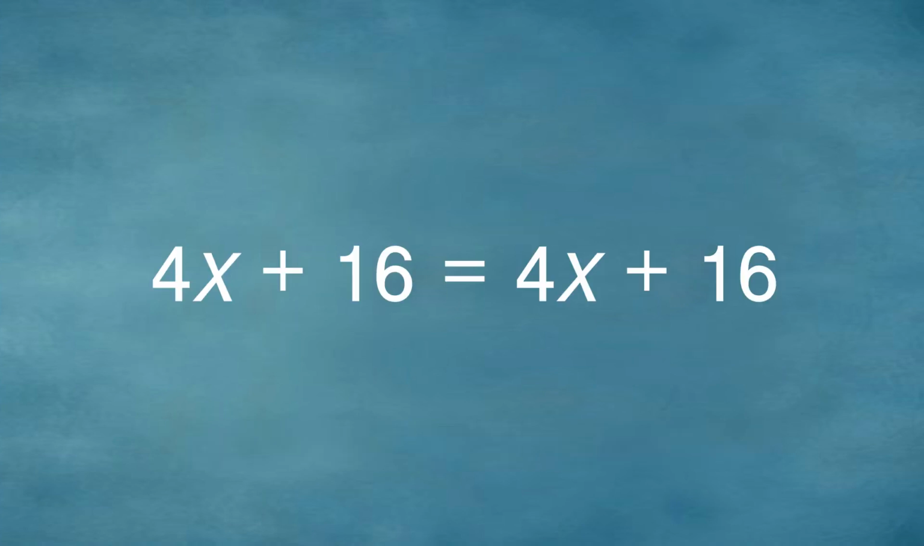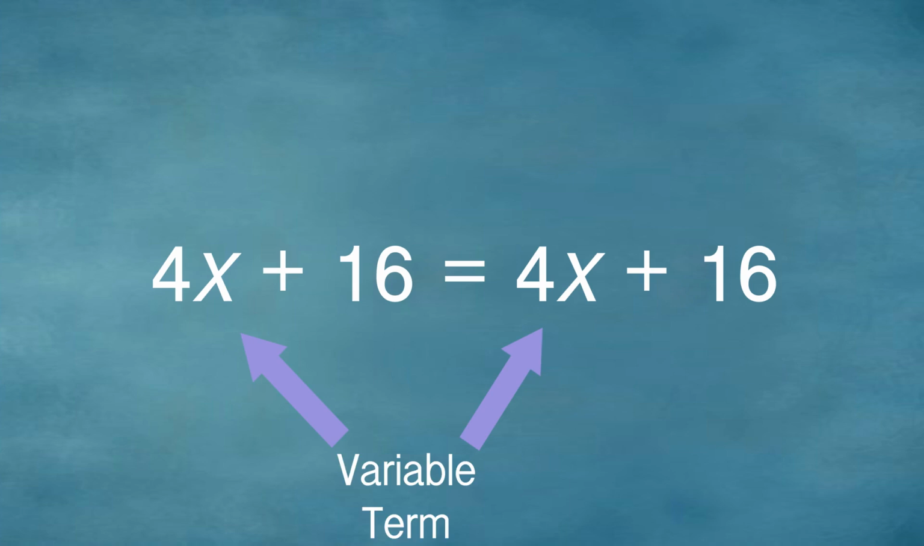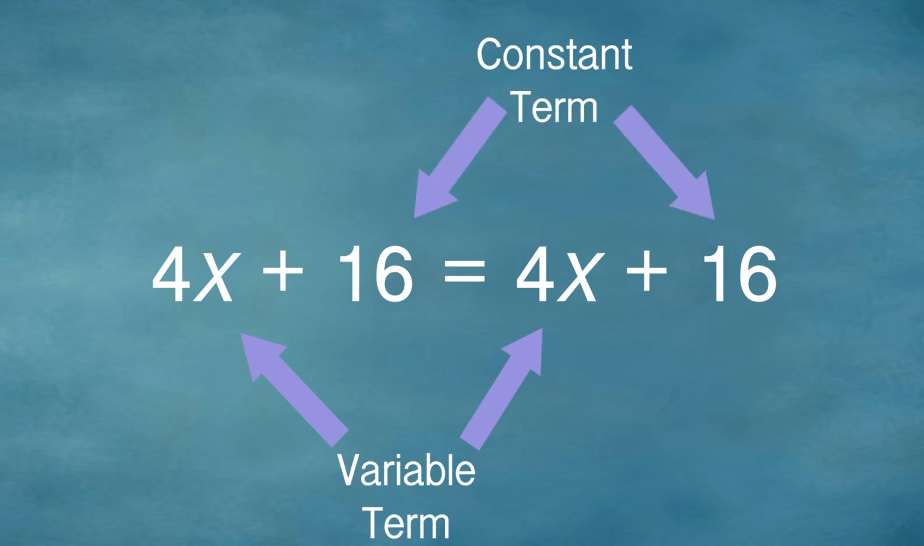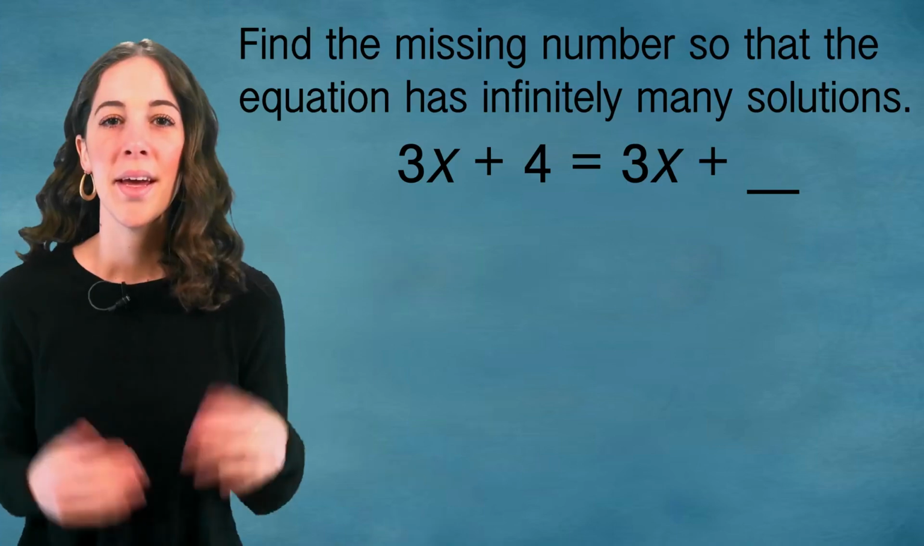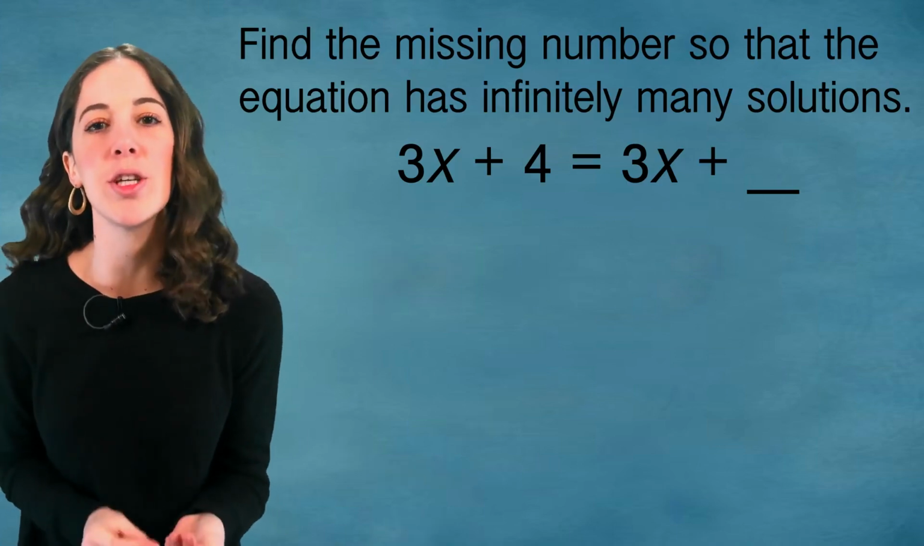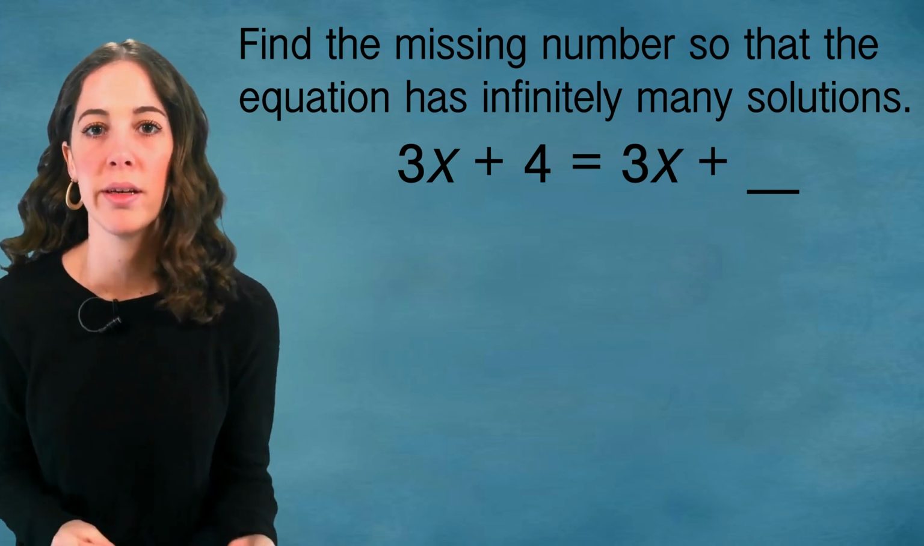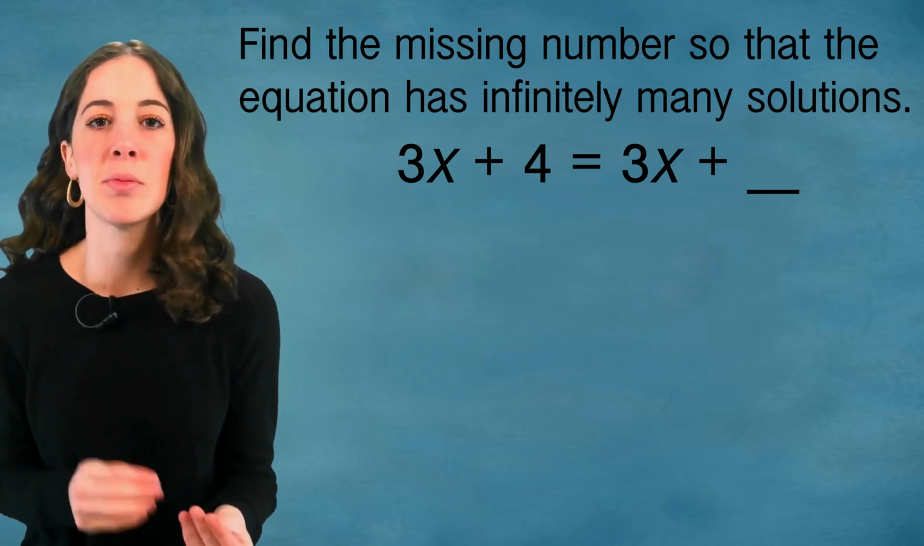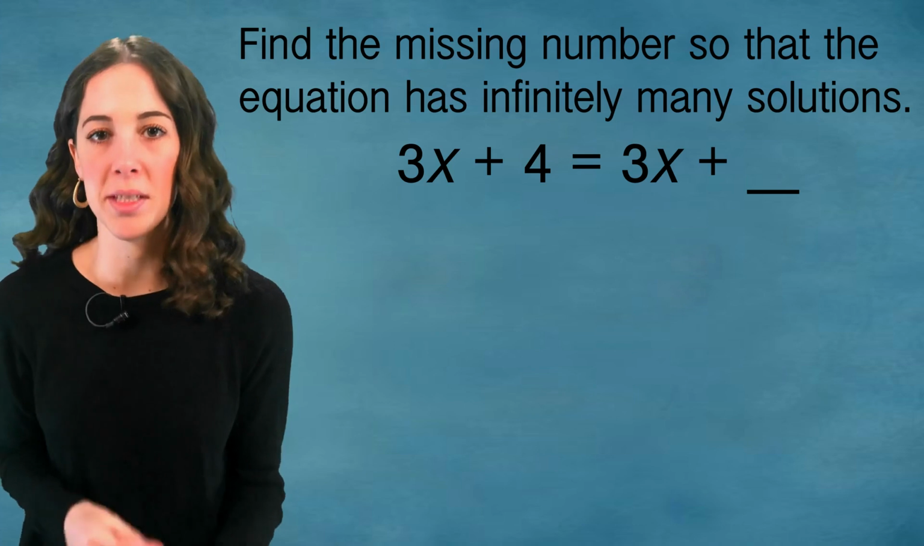For an equation to have infinitely many solutions, like in this example, your variable term and your constant terms must both match when you distribute both sides of your equation. Remember that your variable term is the term with x in it, and your constant term is the number not attached to a variable. In our first example, we are asked to find the missing number so that the equation has infinitely many solutions. The equation reads 3x plus 4 equals 3x plus blank.